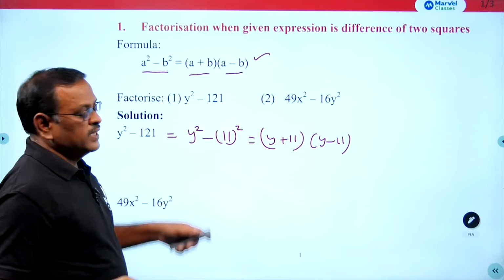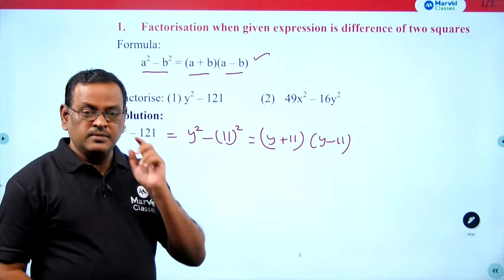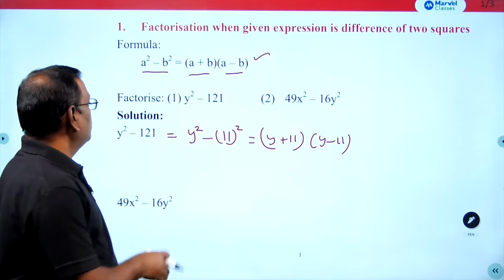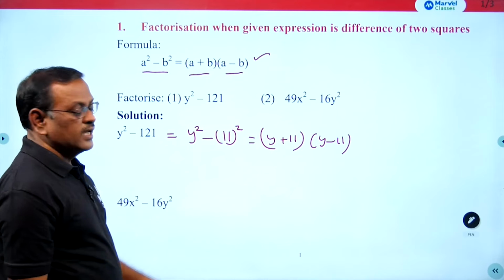So when can we apply this identity? You can apply this identity only when the middle term is negative, and also the powers are even powers. So here the power is 2 and hence we can directly apply this identity.